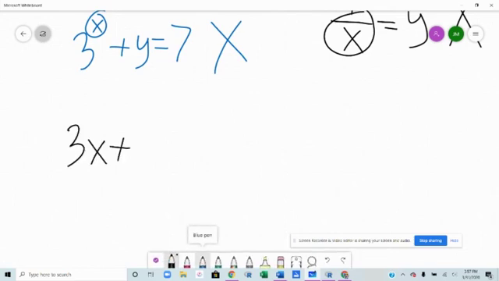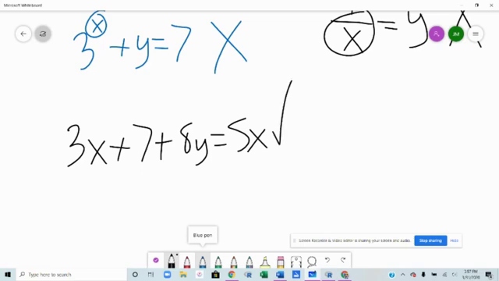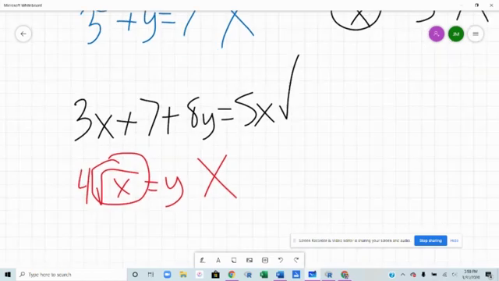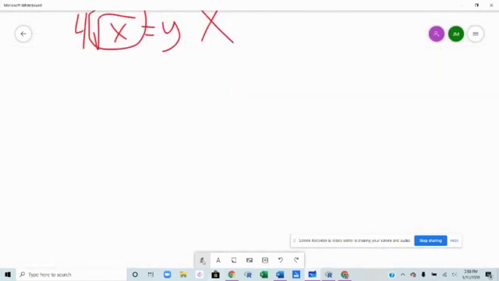3x plus 7 plus 8y equals 5x is linear because on all of these, our x's and y's have no exponents, none of them are in the denominator, and we don't have any square roots. That is linear. Square root of x equals y is not linear because of the square root of x. So hopefully that gives you a good idea of how to determine if an equation is linear or not linear.